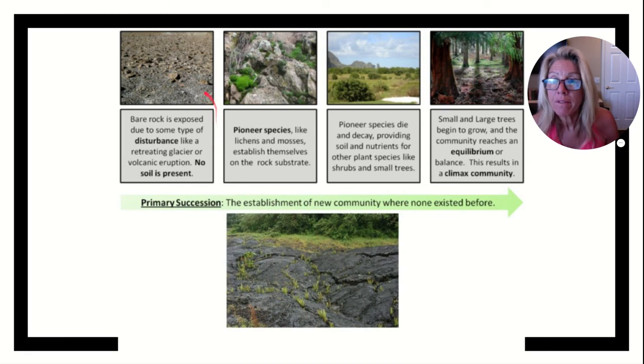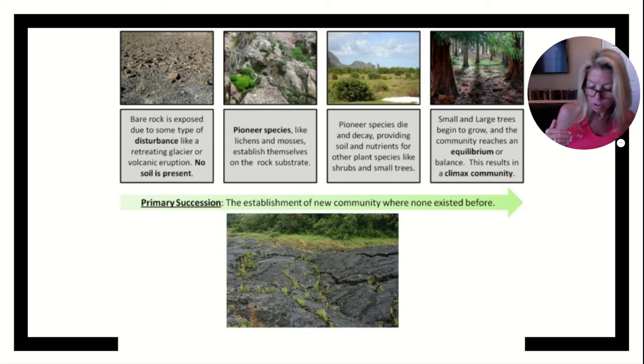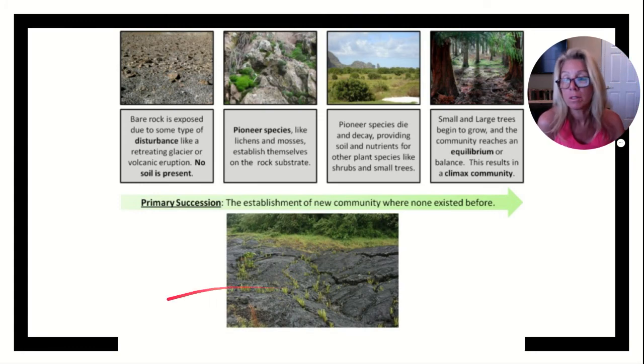So when you have that, no soil is present, so you have your pioneer species. Those are going to be things like lichens and moss that are going to help to break up that rock and help to create that soil until it reaches that stable equilibrium. So, yep, pioneer species, you have the notes for that. That's C, first producers to inhabit a community following a disturbance.